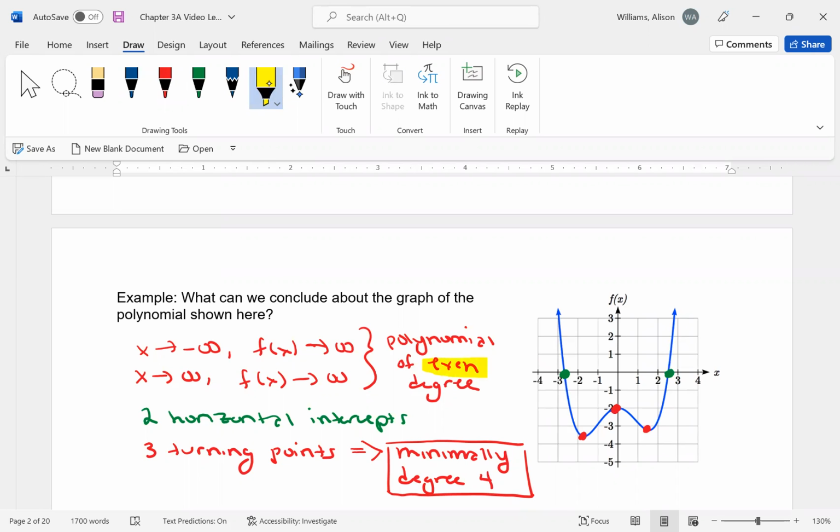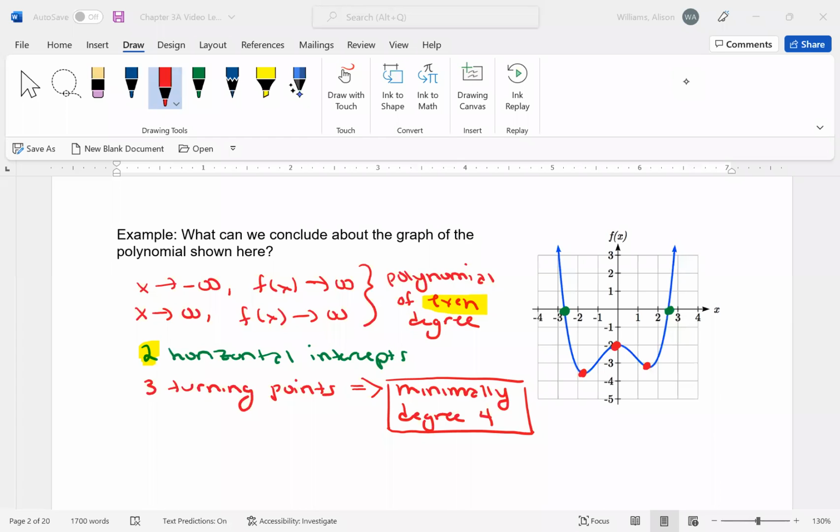I know that. And then the 2 horizontal intercepts. We know that the degree is at least the number of intercepts, but it doesn't have to be equal. So having 2 horizontal intercepts, there's nothing wrong with that. That's reasonable for an even degree polynomial. So what you'll see on the homework is looking at those types of things and figuring out at least the minimum degree based on that information.